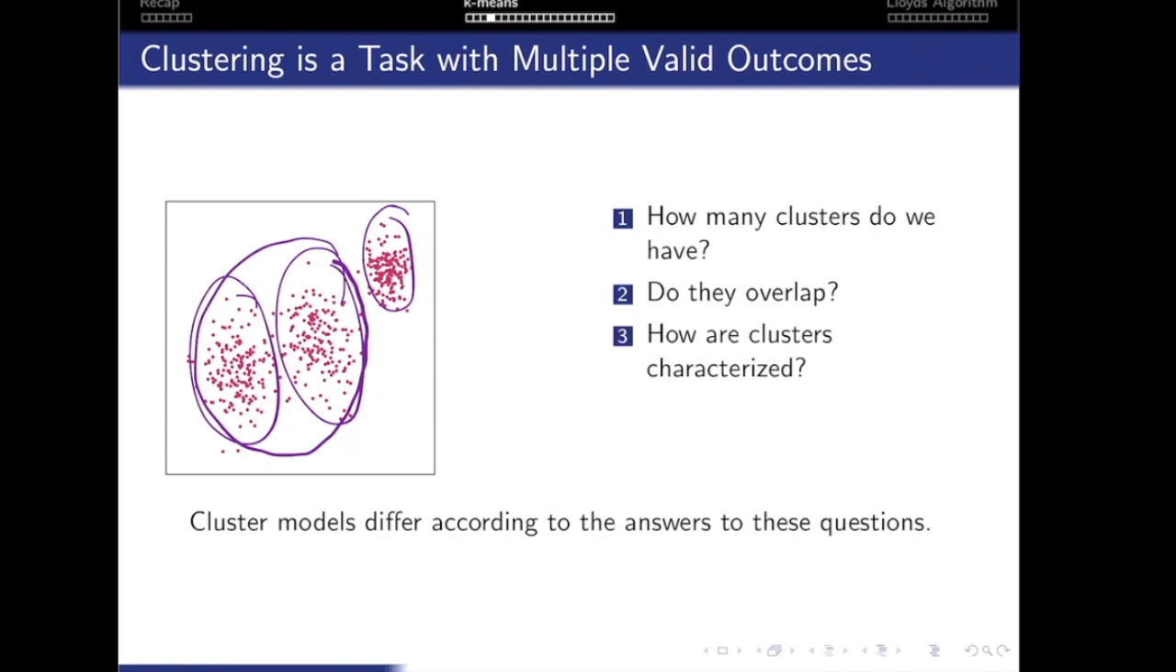And the questions are, how many clusters do we have? If we say we have 2 clusters, then we would have the outcome which is in green, so we would maybe make it these 2 clusters. But if you say it's 3, then it would be the purple one, right?